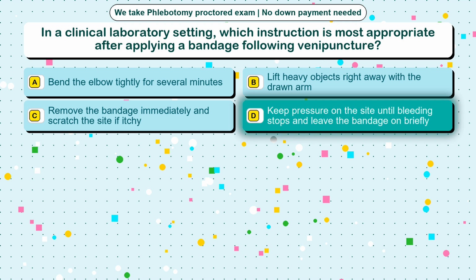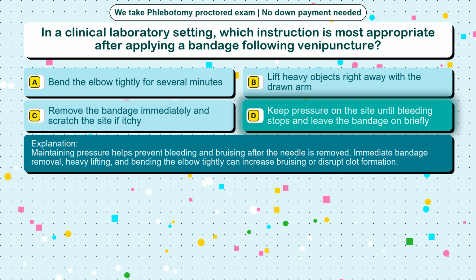The correct answer is option D, keep pressure on the site until bleeding stops and leave the bandage on briefly. Maintaining pressure helps prevent bleeding and bruising after the needle is removed. Immediate bandage removal, heavy lifting, and bending the elbow tightly can increase bruising or disrupt clot formation.